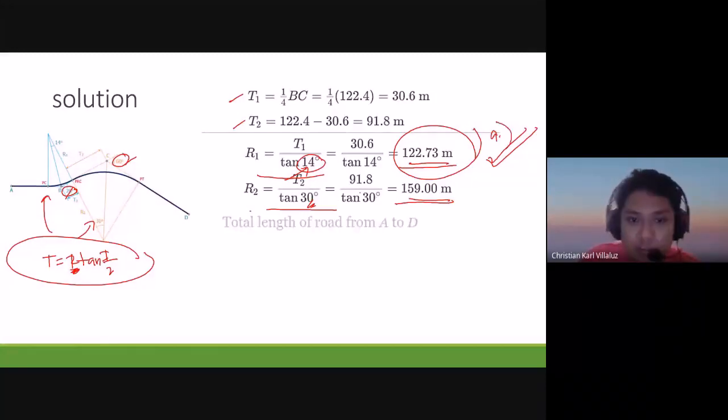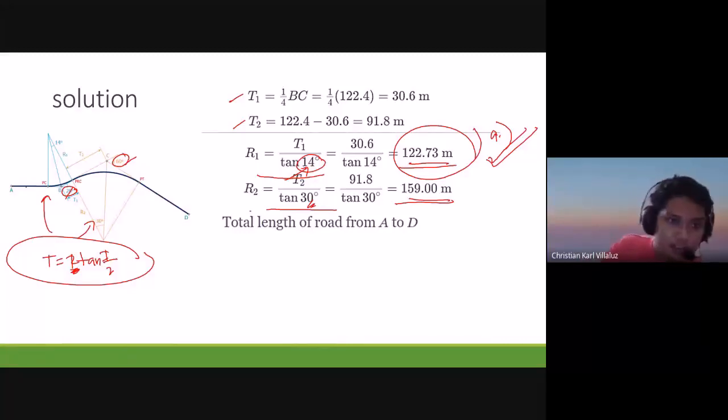For letter B, what is the total length of road from point A to D? So, the total length of road is this, the dark blue, navy blue color. So, the roadway itself: from point A to PC, PC to PRC, and PRC to PT, and PT to D. So, this is the length that we need.